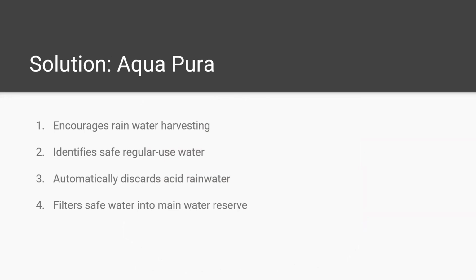So the system that we have developed encourages groundwater conservation by harvesting rainwater as well as an alternate source of water supply. It also separates collected rainwater into regular use rainwater and acid rainwater based on its pH level. Therefore, it solves one of the main challenges in harvesting rainwater.